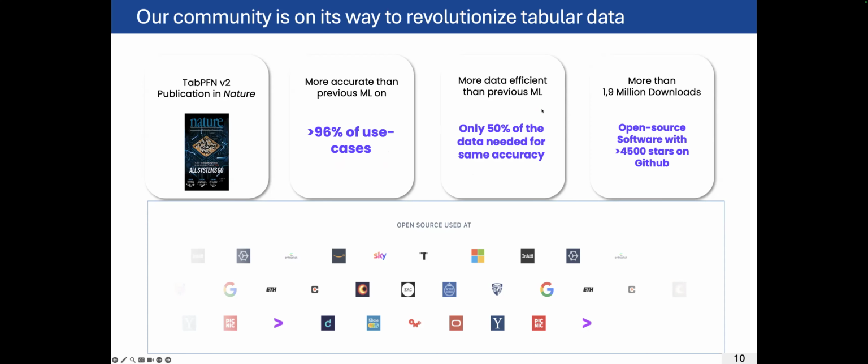If you run, for example, a case study in a patient cohort to test a new drug, and you can get away with 5,000 patients rather than 10,000 patients, then you just save half the money on this particular study, and this might be millions of dollars. Also, we have open source, and there are almost 2 million downloads. We have 4,500 stars on GitHub, and the open source is used in a lot of different companies.